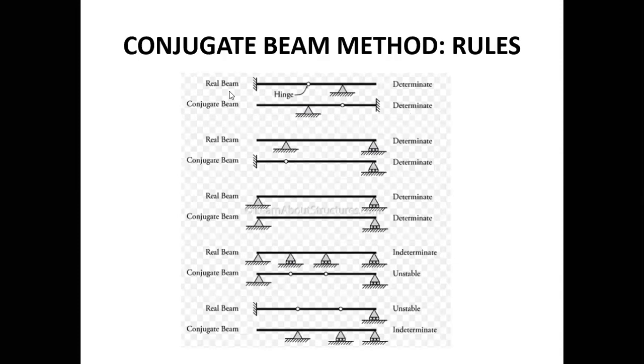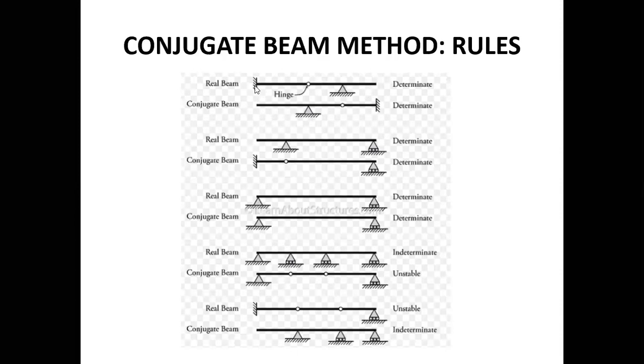First one: if in a real beam, see, if a real beam is like this, one end is fixed, this is an internal hinge, and this is an intermediate support. What happens in a conjugate beam: if the support is fixed in the real beam, then it converts to a free end in the conjugate beam. So this beam consists of one fixed end, one internal hinge, and one intermediate support. If we draw a conjugate beam for this beam, it will be like this.